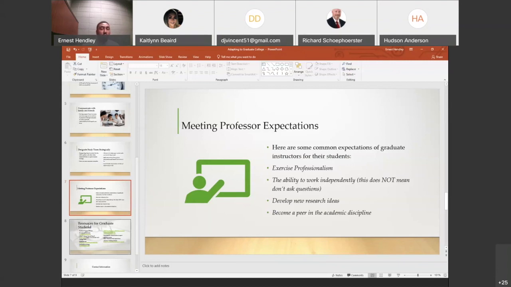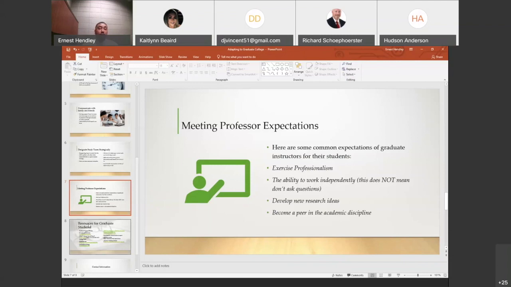The ability to work independently. This is something that is also very difficult and different going from the undergraduate experience into the graduate experience, is that your instructors expect you to really do the brunt of the research yourself to be successful and accomplish the task and complete the objectives for the course.